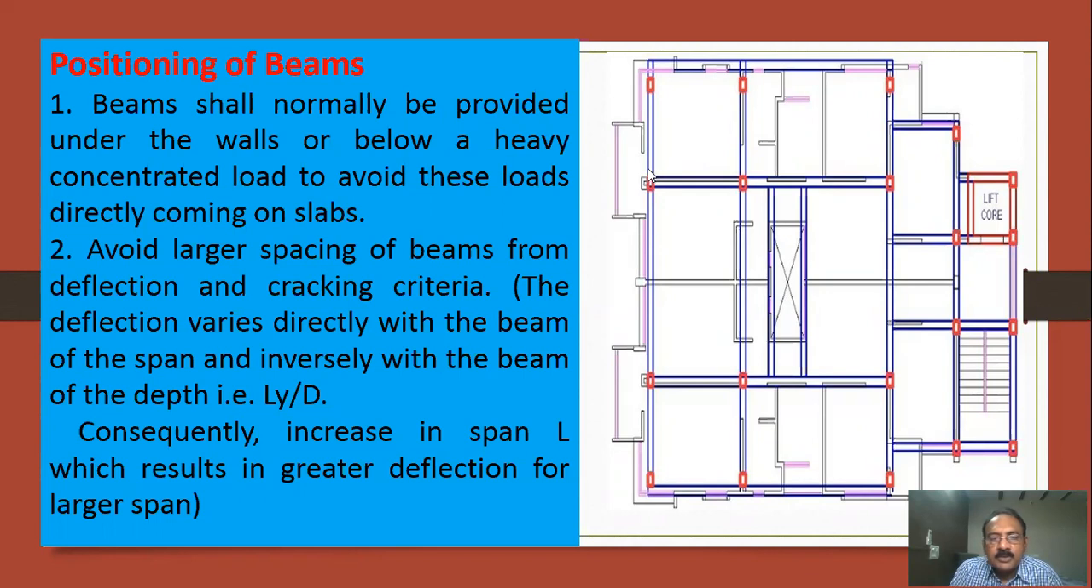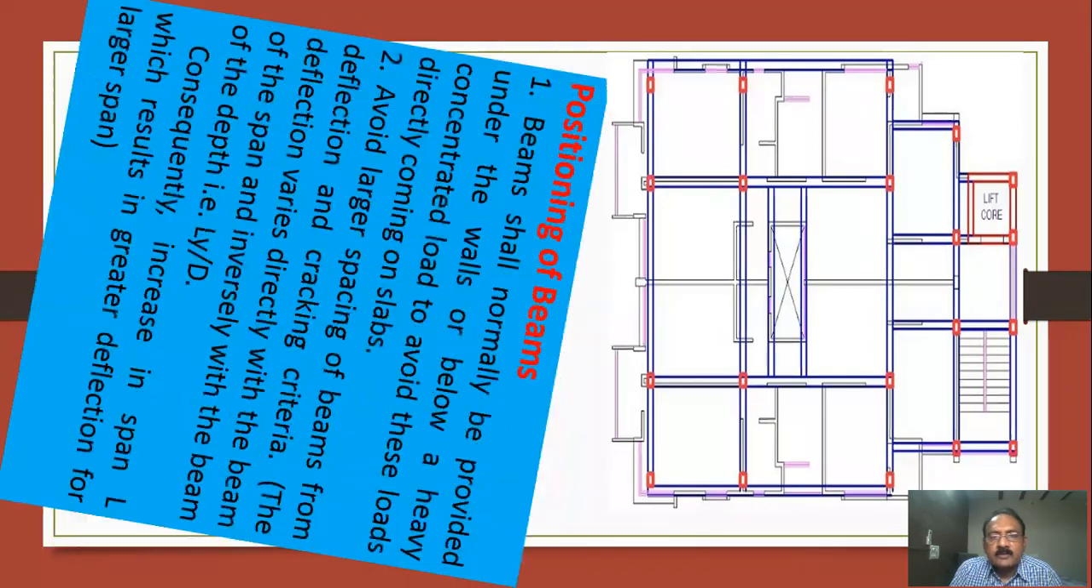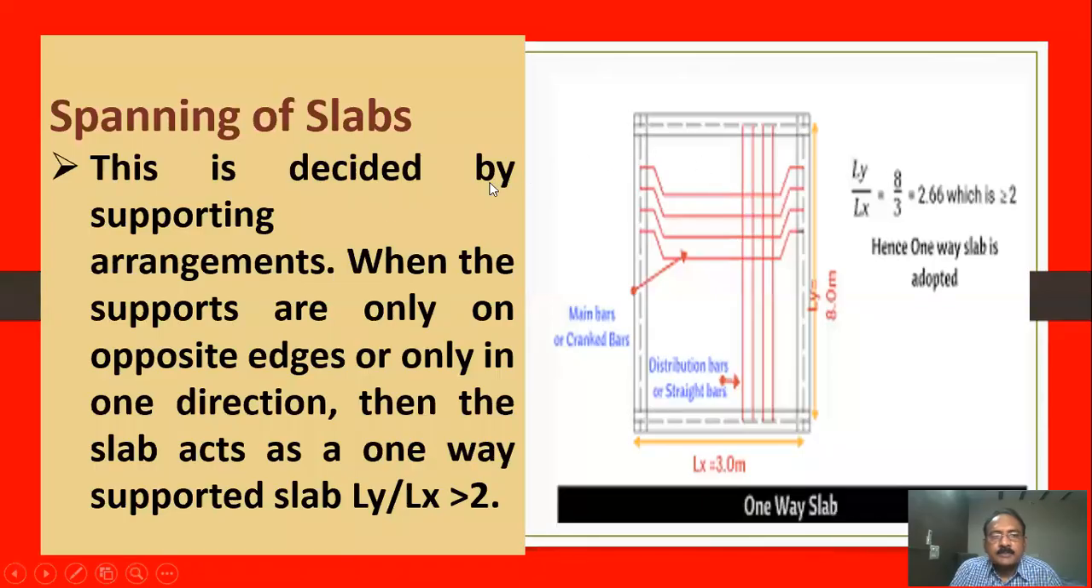First one is column position drawing. Second one is positioning of beams. Next one, spanning of slabs. We have a unit separately on spanning of slabs: one-way slab and two-way slab. This is a very important point for all competitive examinations and even major project viva. Before going to the topic, you should know what is one-way slab and what is two-way slab.